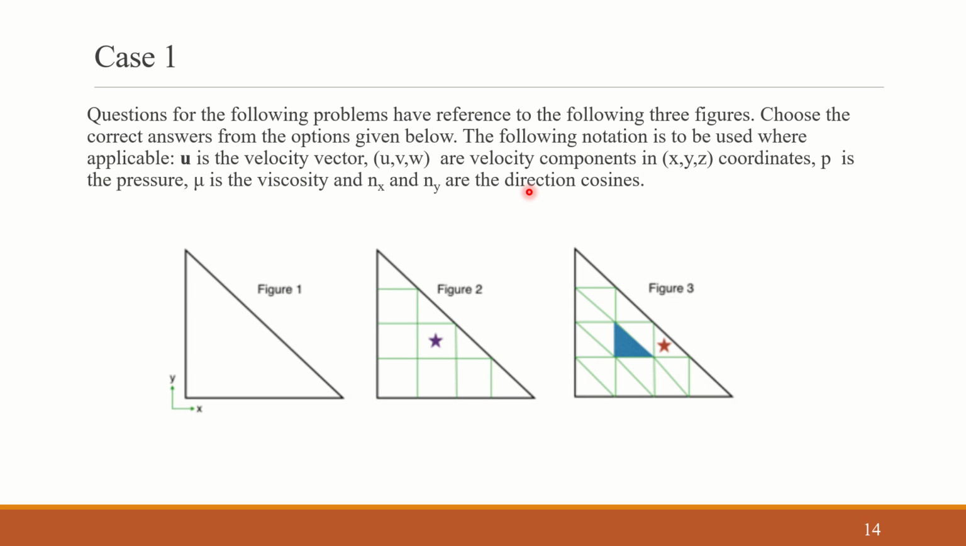We have around 14 problems, and all those problems are based on these three figures, with these symbols used wherever applicable. So we need to be conscious of the meanings: U is the velocity vector, UVW are the velocity components, P is the pressure, mu is the viscosity, and Nx and Ny are direction cosines. We are clear now, right? We will now proceed with the problems.